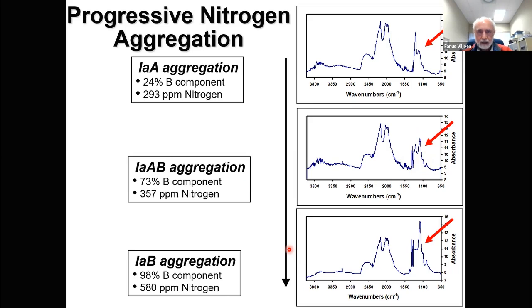And then finally, a highly aggregated stone, which contains virtually all of its nitrogen in the 1AB aggregation. This stone contains 98% of its nitrogen in the highly aggregated B state, and 600 ppm nitrogen. And you can now see that this peak is very pronounced. So for all intents and purposes, the height of these peaks corresponds to nitrogen content, and the shape of these peaks corresponds to nitrogen aggregation state, as you can see here: this being poorly aggregated and this being highly aggregated nitrogen.